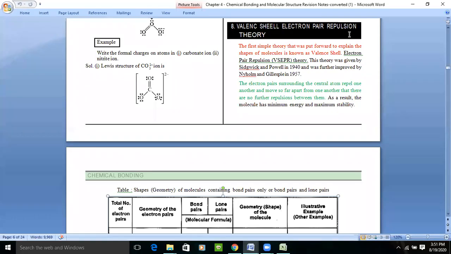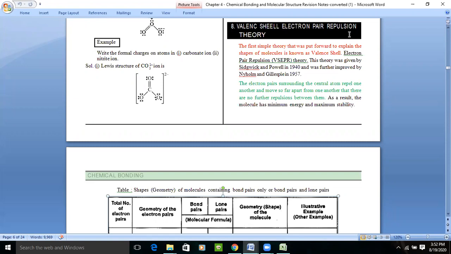Lewis dot structure explains most of the things about atoms and molecules: how many types of bonds can be present between molecules, how bond formation takes place, how atoms donate their electrons, and how they share their electrons. It also explains the bond parameters: bond length, bond angle, bond enthalpy, and bond order.